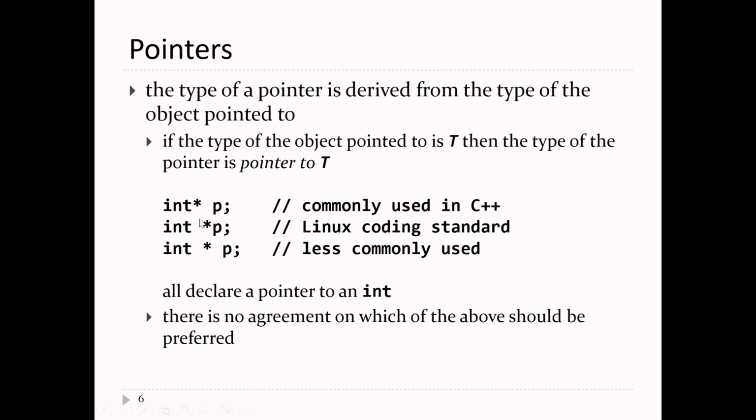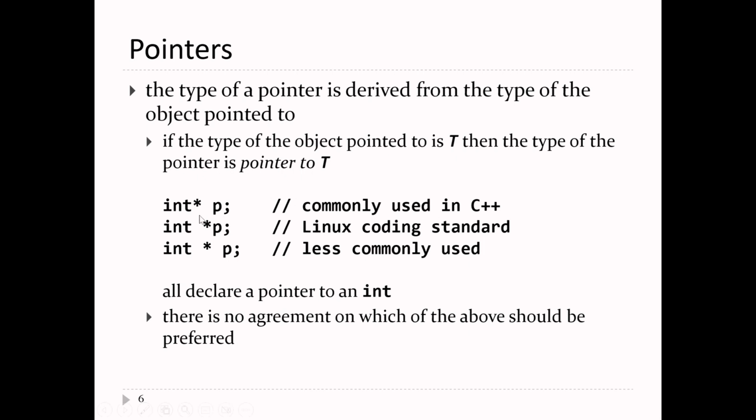The star after the type is the way to indicate a pointer. So int star, or int space star, or int space star space, these are all saying the same thing. These are all declaring a variable called p, whose type is a pointer to an int. Yes? Can you do no spaces at all? No. There has to be a space on either side, on one of the two sides, yes. So there's no standard way of writing this, unfortunately.